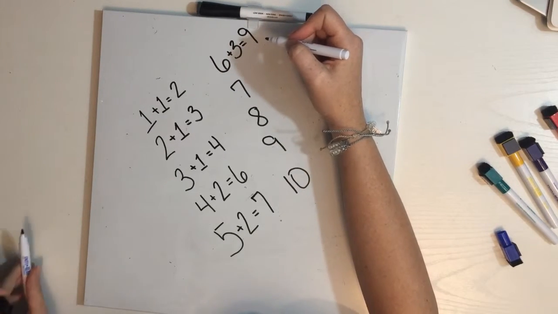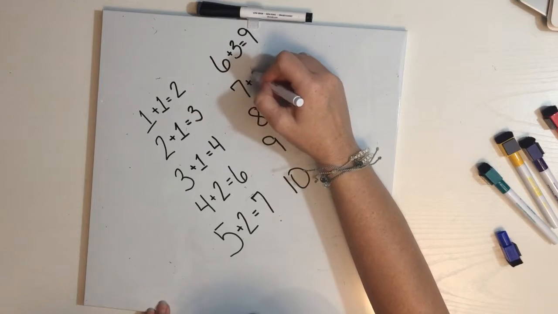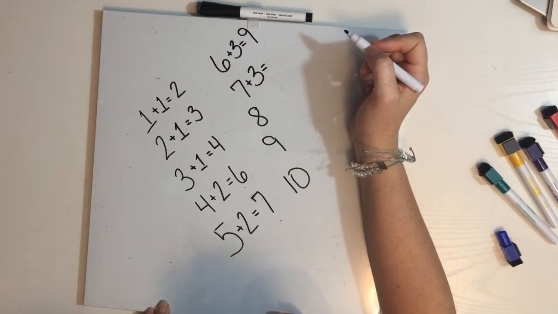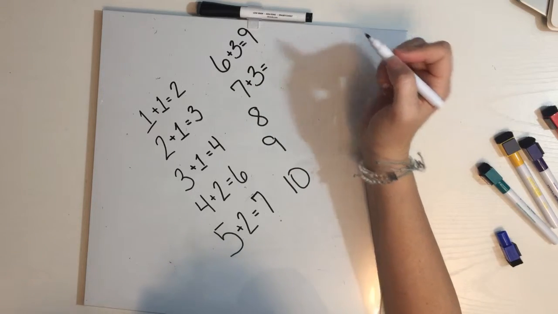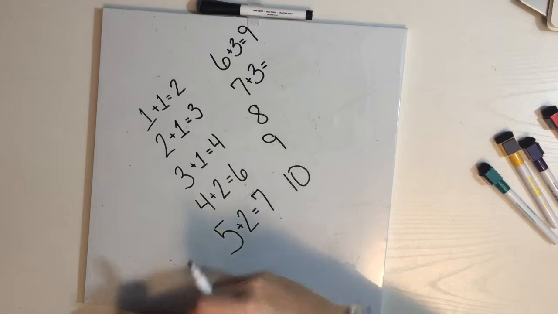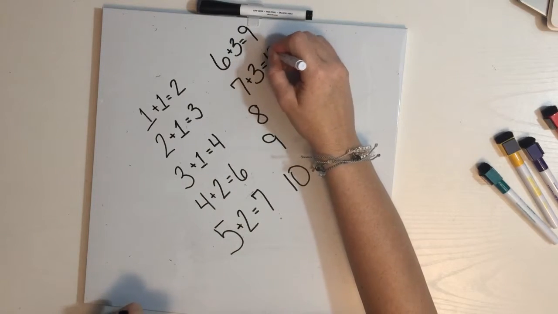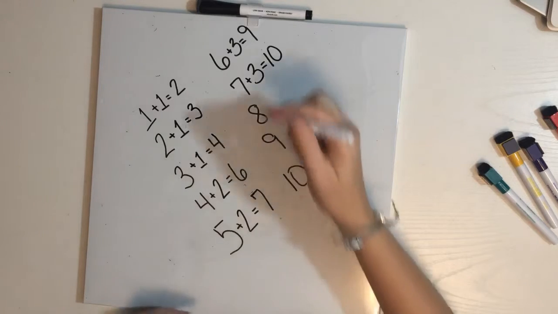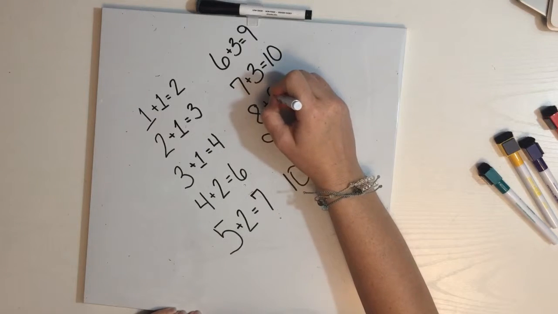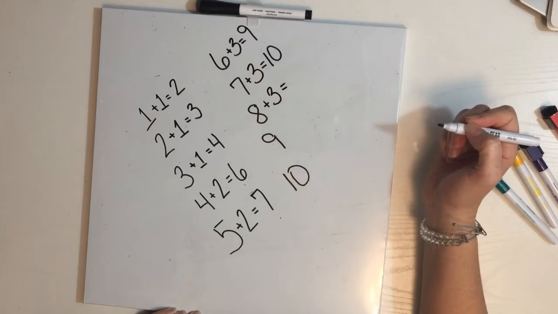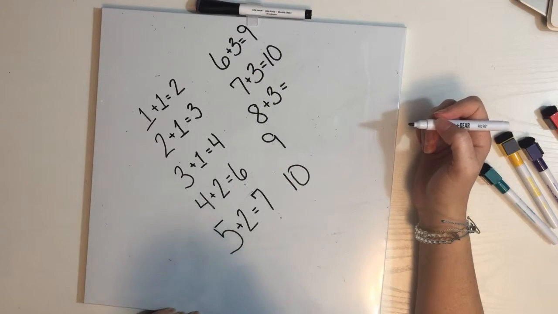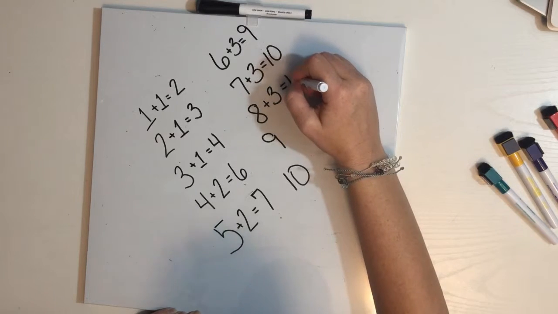What about 7 plus 3? What would that be? 10. 10, that's right. Wow, that one's a lot more hard. Hold on a minute. I don't want you to write on your face. What about 8 plus 3? What does that equal? Do you know? 11. 11, yep.